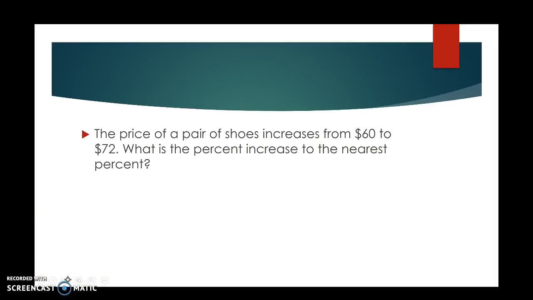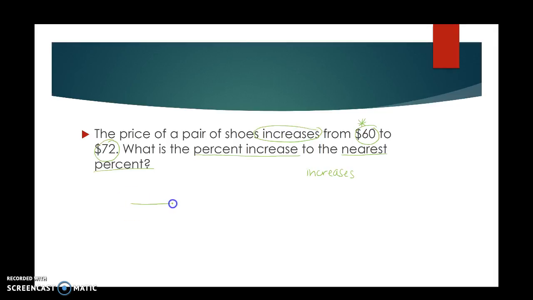So for this one, it says the price of a pair of shoes increases from 60 to 72. What is the percent increase to the nearest percent? All right, so we're increasing. I'm going to write it so I notice it. From 60 to 72. So my original is starting here because it's from 60, so that's my starting point. So I have my asterisk or my star. What is the percent increase? And it says to the nearest percent.